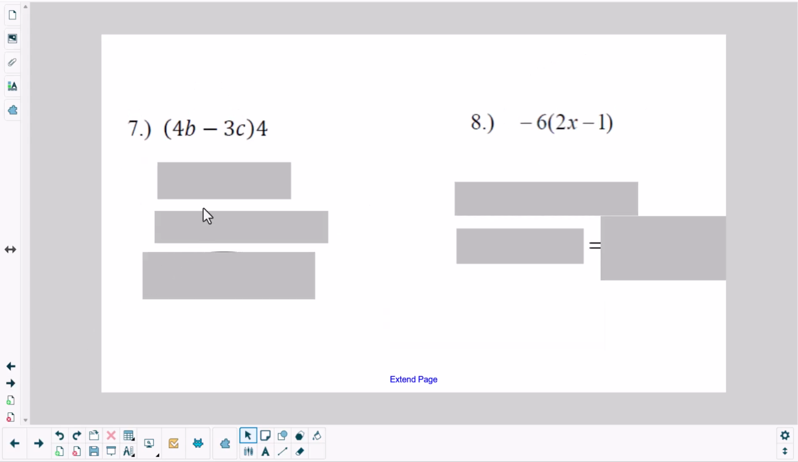All right, let's take a look at number 7. The first thing I did was rewrite this with the 4 out front.